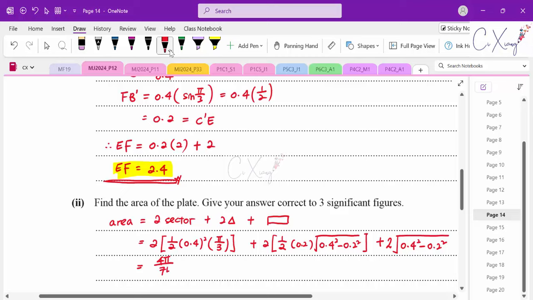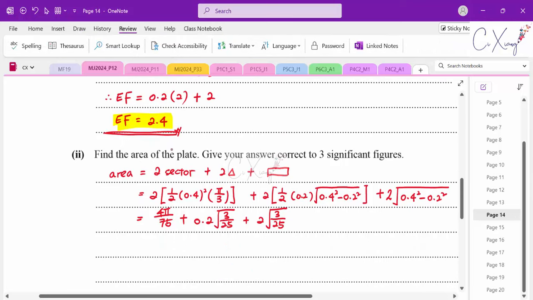For me, I got 4 pi over 75, and then I got 0.2 square root 3 over 25, where this one is 2 square root 3 over 25. Then from here, I will get the answer which is 0.930, correct to 3 significant figure.